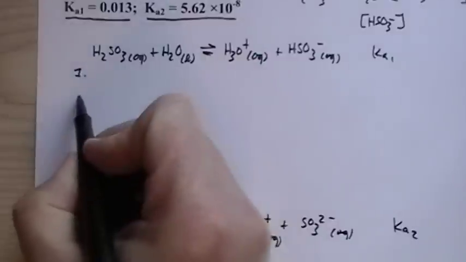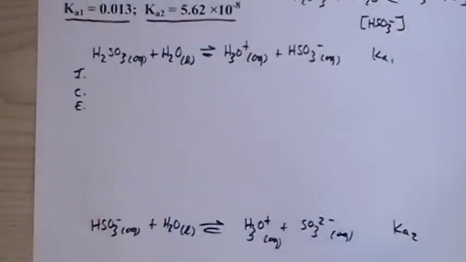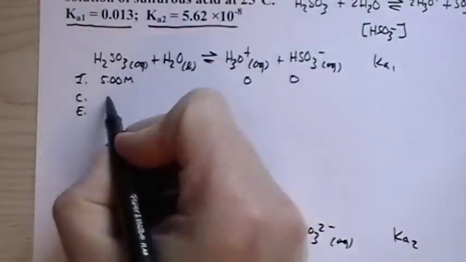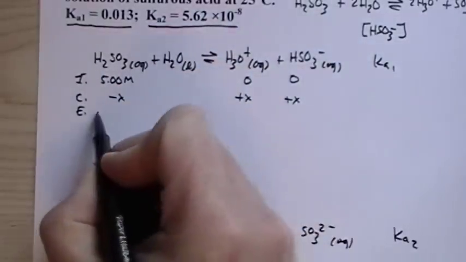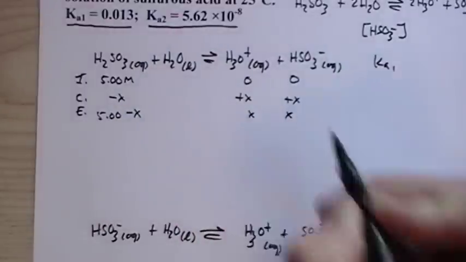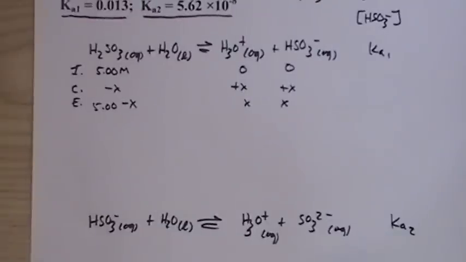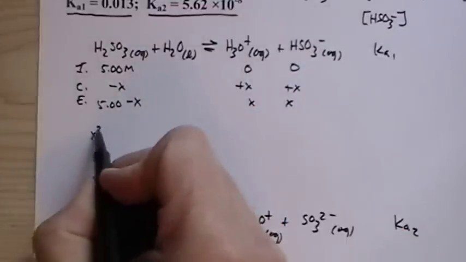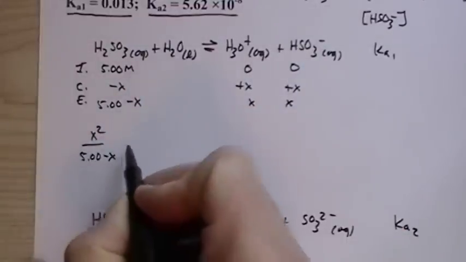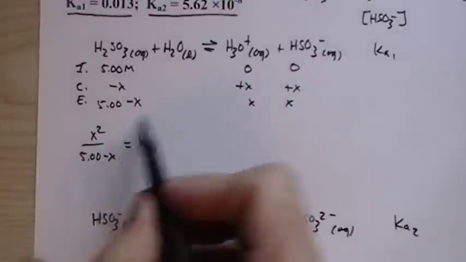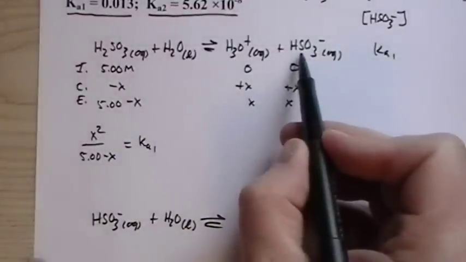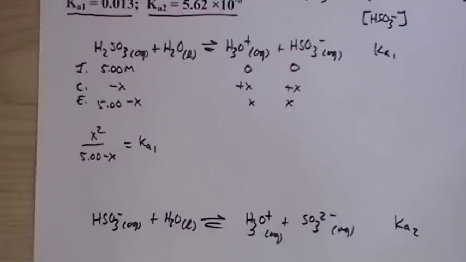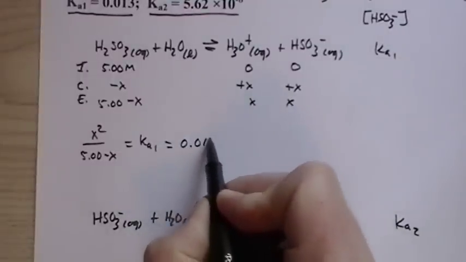Okay, so we have ICE as normal. We have 5 molar H2SO3, 0, 0, minus X, plus X, plus X, 5 minus X, X, and X. So it's just a regular type of problem we've done before. So we then have our X squared over 5 minus X is equal to Ka1. So the concentration of H3O+ times the concentration of this HSO3- on top, each of them is X, and then we have 5 minus X over here. And this is equal to 0.013.